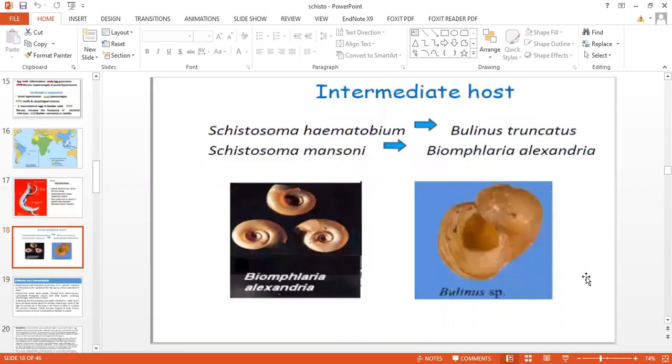In terms of host, as I mentioned, the snail is the intermediate host. And again, for each species, the snail is different also. For Schistosoma haematobium, the host is Bulinus truncatus, while for Schistosoma mansoni it is Biomphalaria, and Oncomelania is what I can pronounce. That's it. These are the snail hosts.